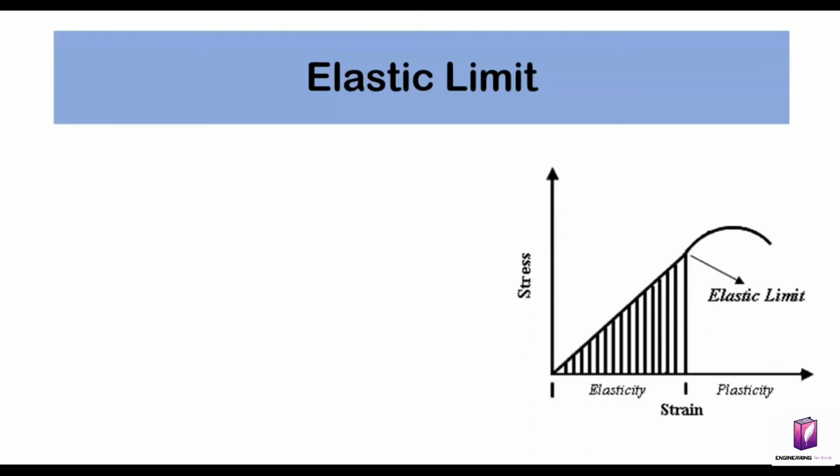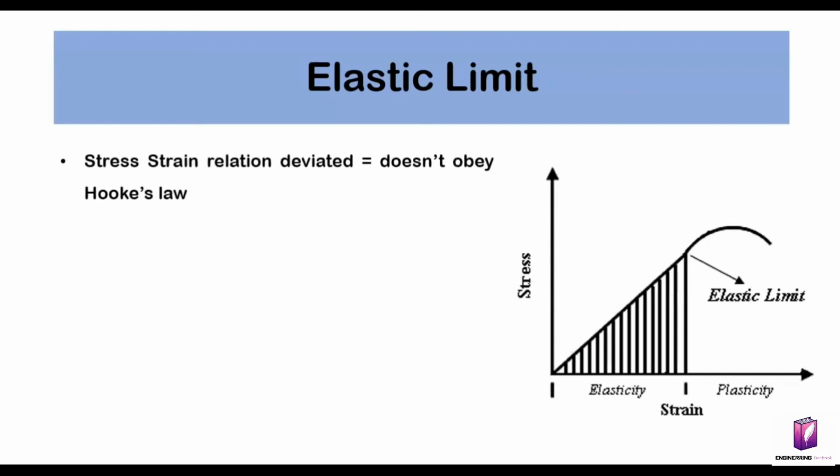Elastic limit. When tensile force is increased further, stress will increase beyond the proportionality limit. After this limit, a small portion of stress strain curve acts elastically. That means in this region, if tensile stress is removed from material, it will return to its original length. In this portion, relationship between stress and strain deviates, and so it does not obey Hooke's law. The strain is increased at a faster rate with respect to stress.